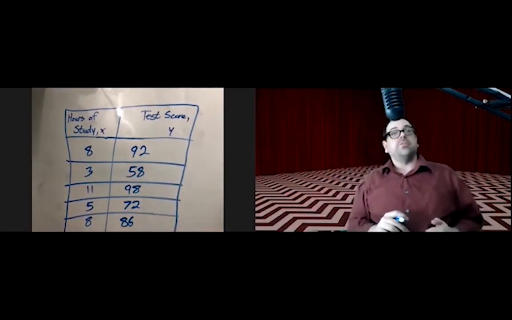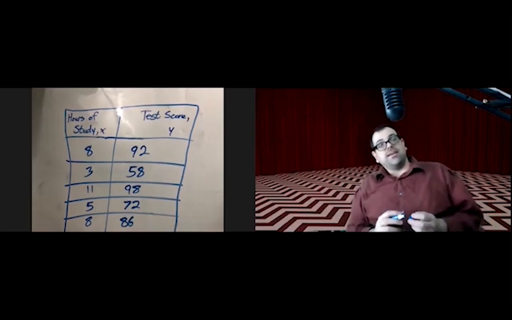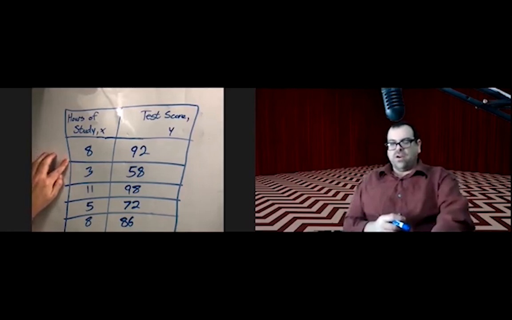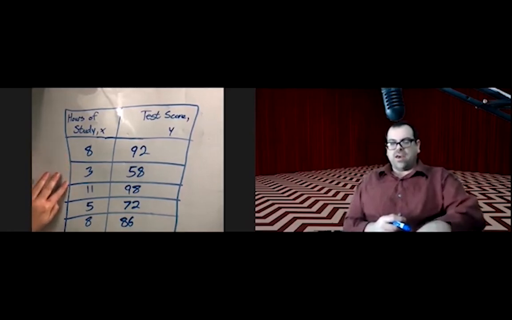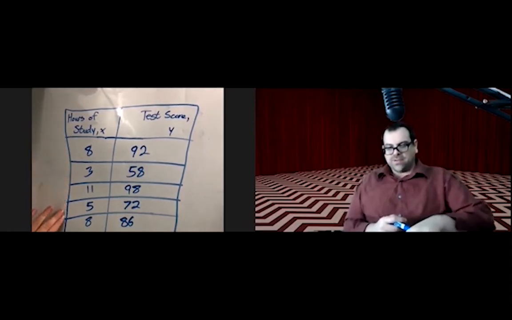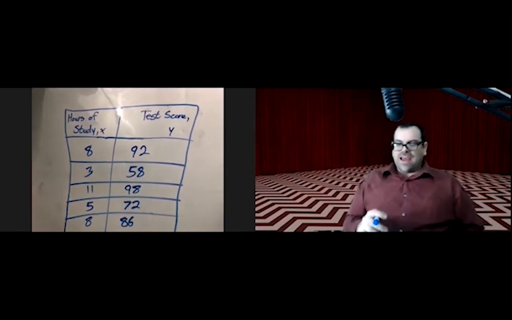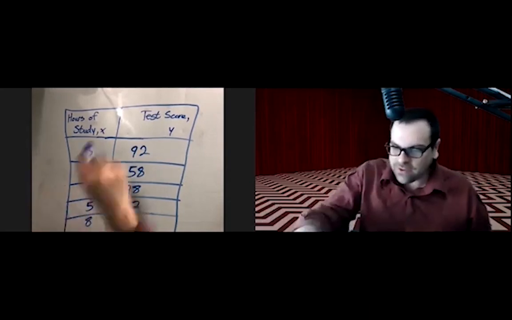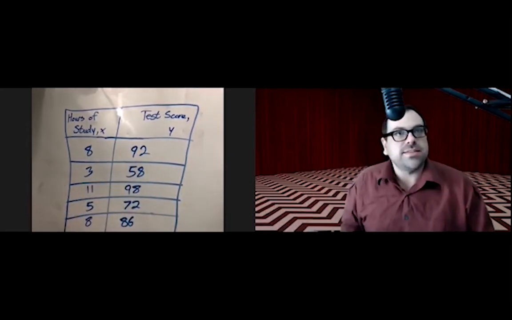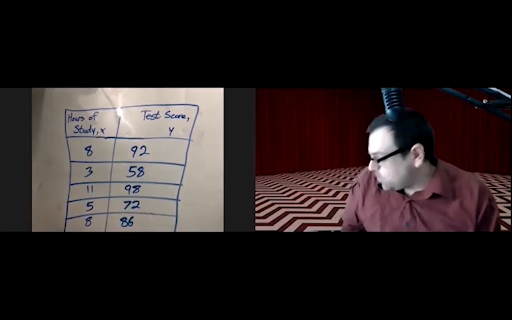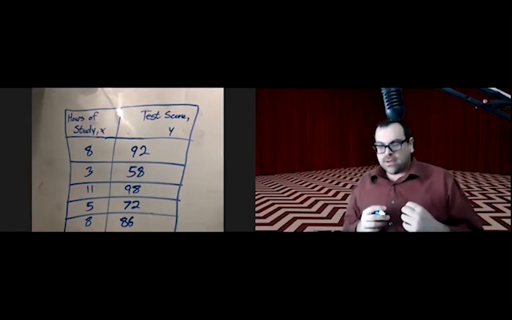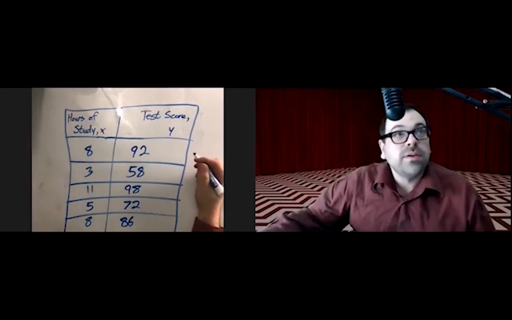Okay, I have made here for you this fancy looking table. Isn't it great? It shows for 5 imaginary students the number of hours they studied and their test score. We're calling hours of study X. We're calling the test score Y. What can we get from here? Well, let's write the set of ordered pairs.